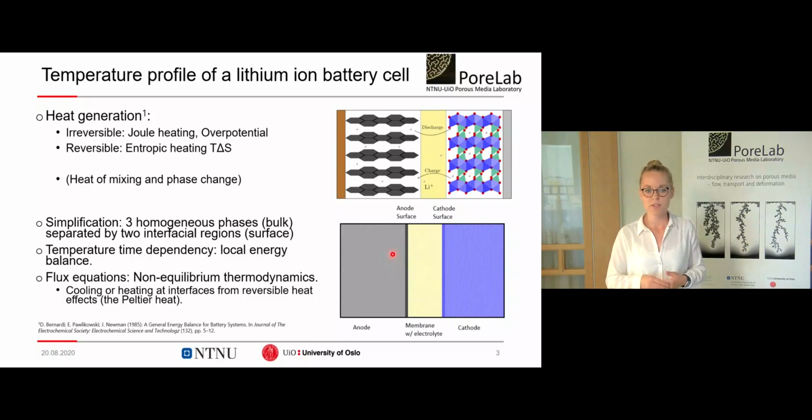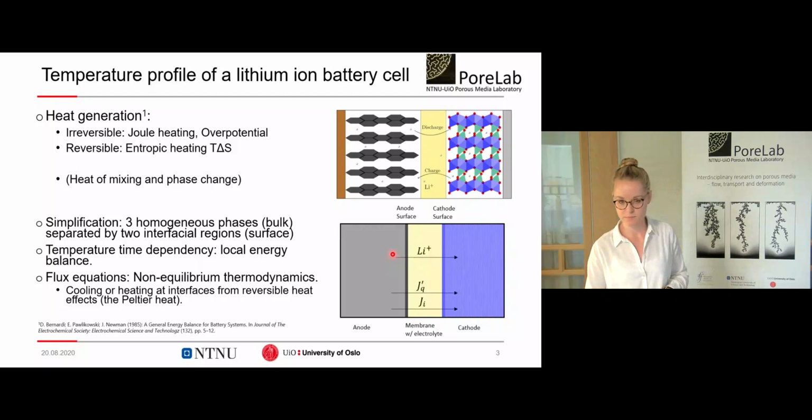We're obtaining our temperature time dependency by solving the local energy balance. And we're obtaining the flux equations using non-equilibrium thermodynamics. And the biggest difference here to the common thermal models we see in literature is that we're including the local effects of entropic heating rather than having the whole entropic heating over the cell. So we're including cooling or heating effects at the interfaces from reversible heat effects, which are also called the Peltier heat.